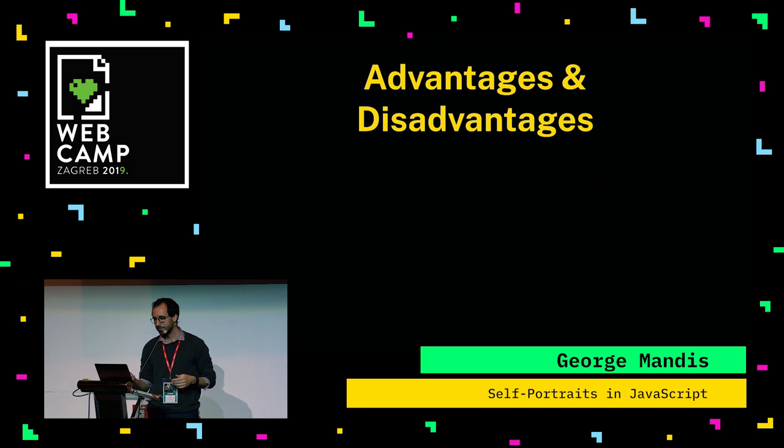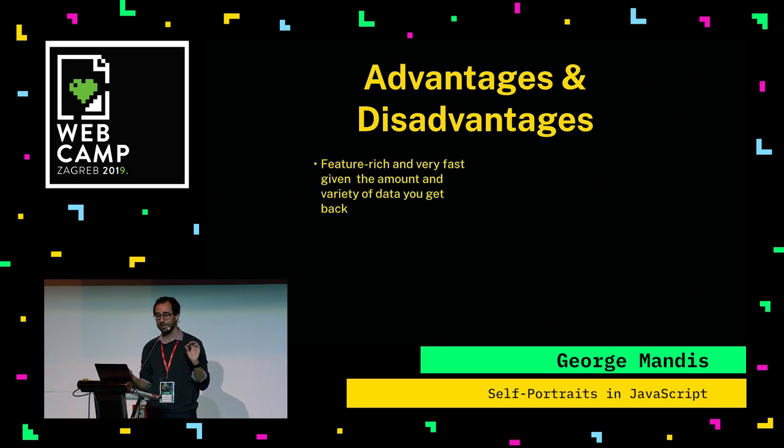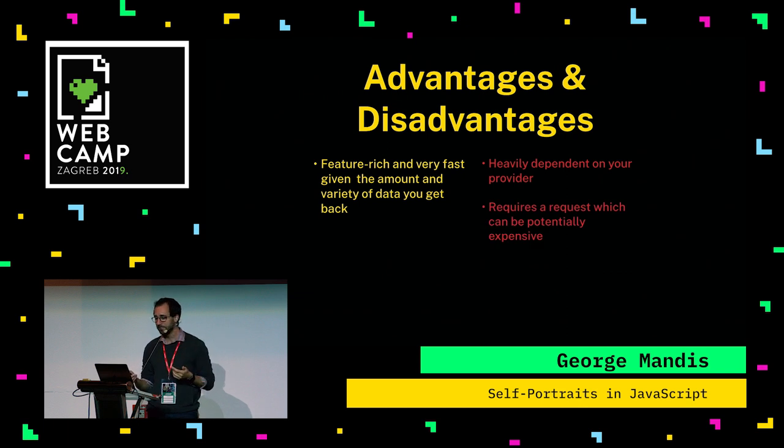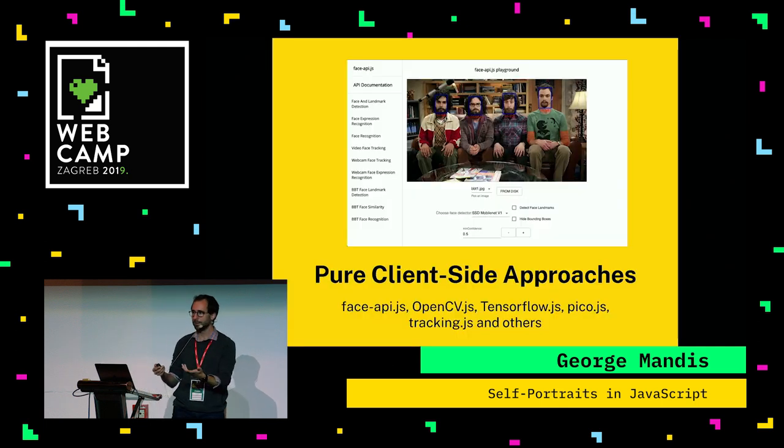But the advantage is it's very feature-rich and very fast, given the variety of data we're getting back. You're heavily dependent on your provider. That's a disadvantage to this approach. It requires a request, so it's not going to work offline. Then, like I said, the initial setup is a little bit clunky. You have to do a couple fetches, play with blobs, things like that. So let's look at the pure client-side approach with a couple different libraries here.